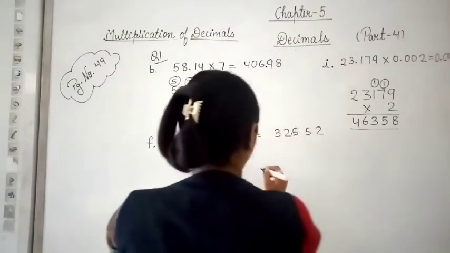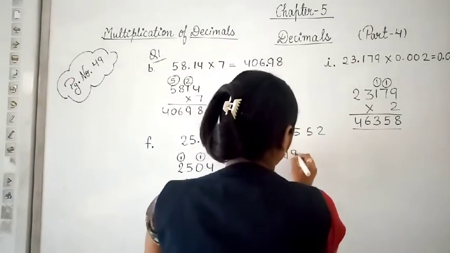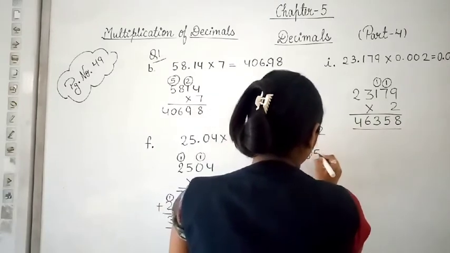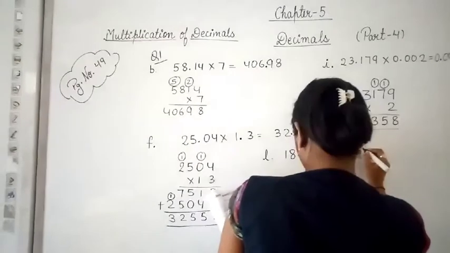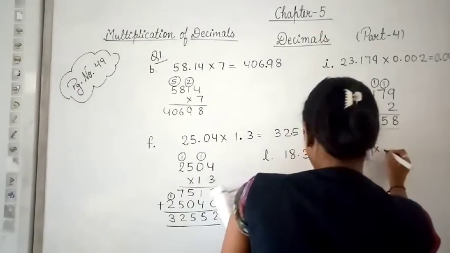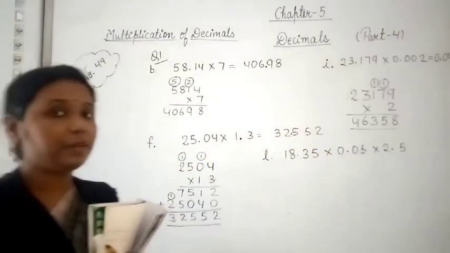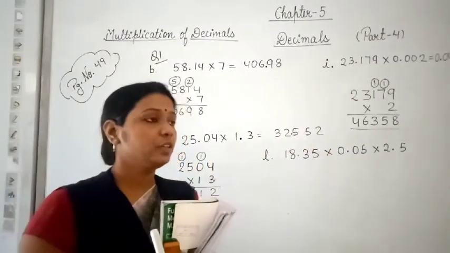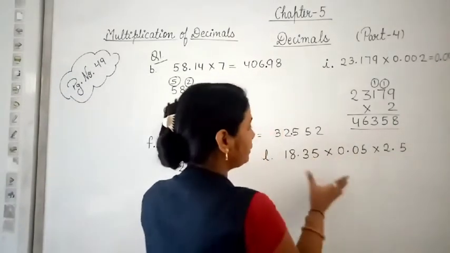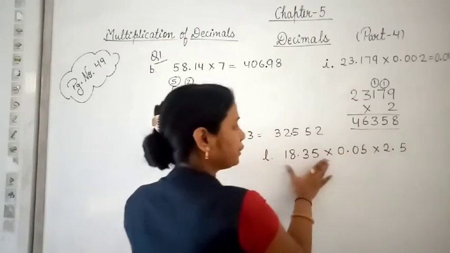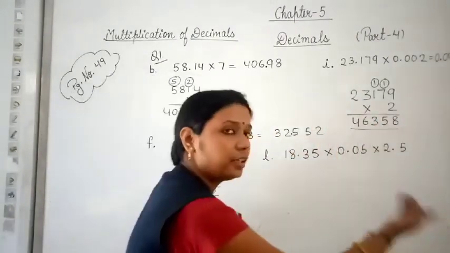This is a part of it. 18.35 multiplied by 0.05 multiplied by 2.5. Now I have to multiply 3 numbers over here. So we will do it step by step. It means I will multiply the first 2 numbers first and then their product by the third number.